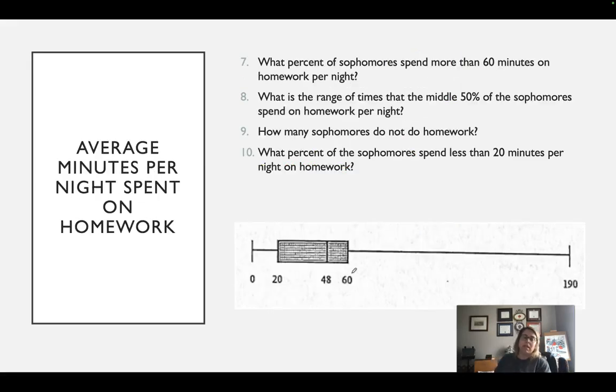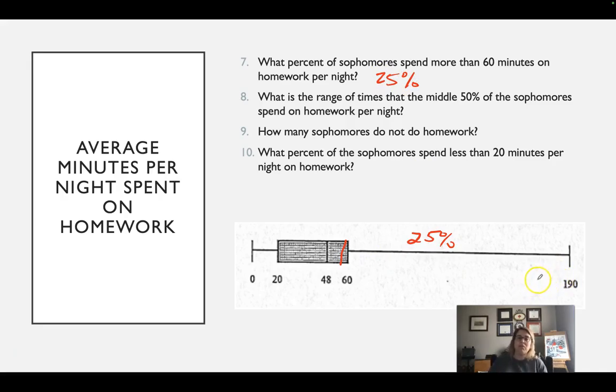Now let's look at this one. This particular box and whisker plot represents average minutes per night spent on homework. So it says, what percent of sophomores spend more than 60 minutes on homework each night? Here's where it is. That's only 25%. And you notice that 25% goes anywhere from 60 all the way up to 190 minutes per night.